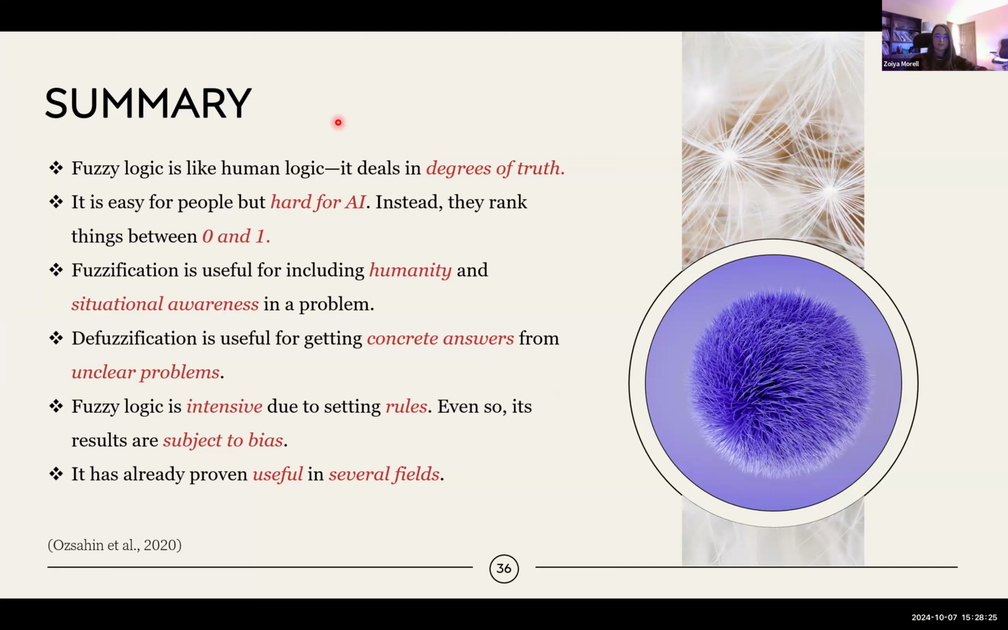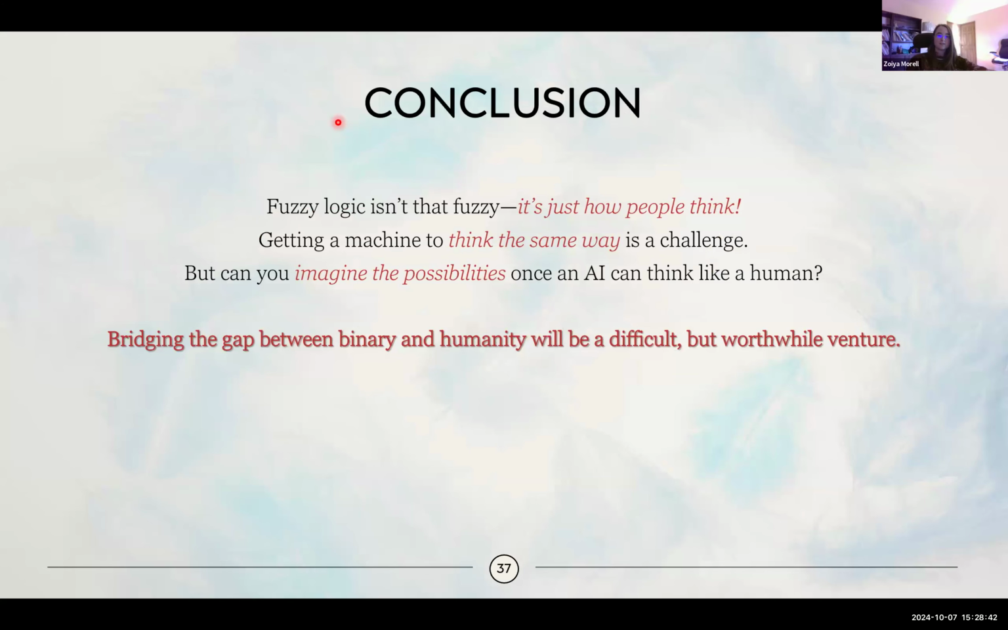Fuzzy logic is intensive due to us having to set every single rule every time we make a fuzzy set. And even if we get an answer, this is still subject to bias. So you have to treat fuzzy logic carefully. And it's already proven useful in a range of different fields. So in conclusion, fuzzy logic actually isn't that fuzzy, or I hope after today you would say it makes sense, because it's just how we think. And getting a machine to think the same way is the real challenge. But I want you to keep imagining the possibilities once we can get AI to think in the same range of truth as humans do. So bridging the gap between binary and humanity will be a difficult but worthwhile venture.